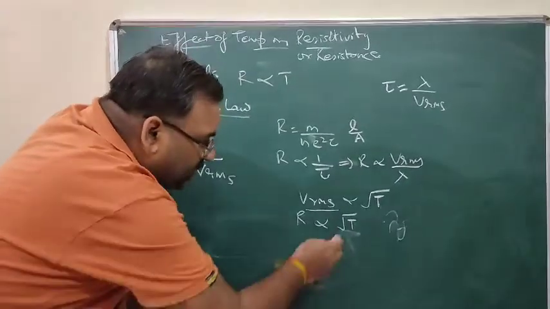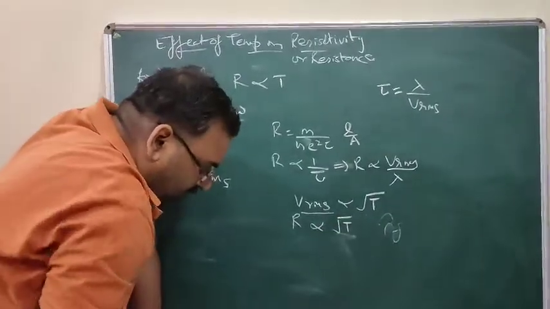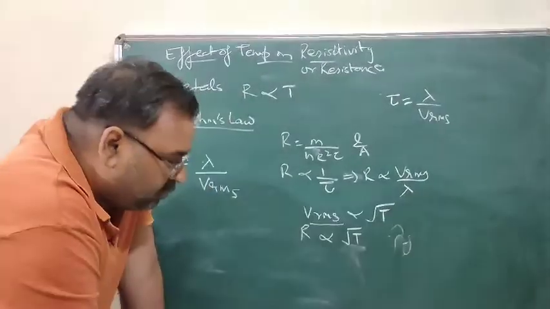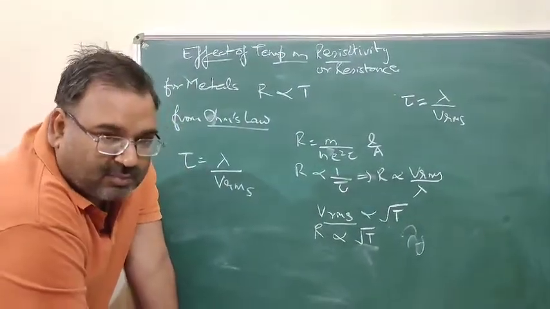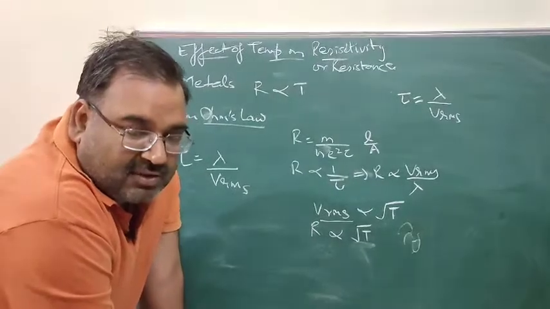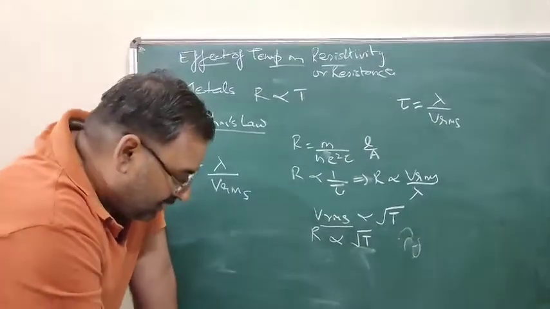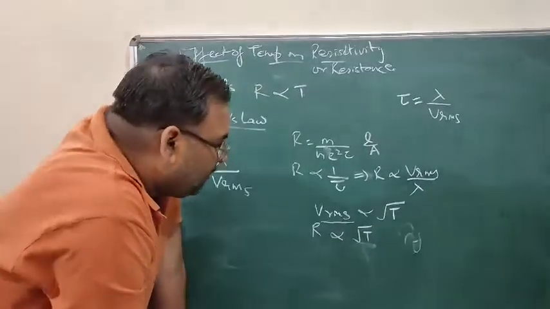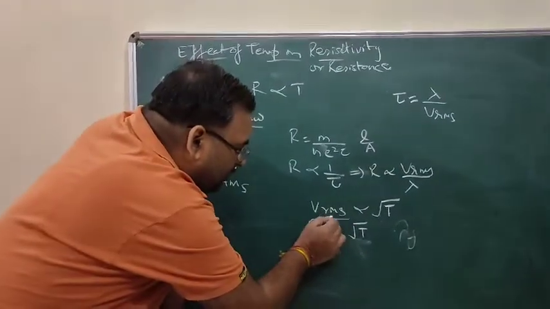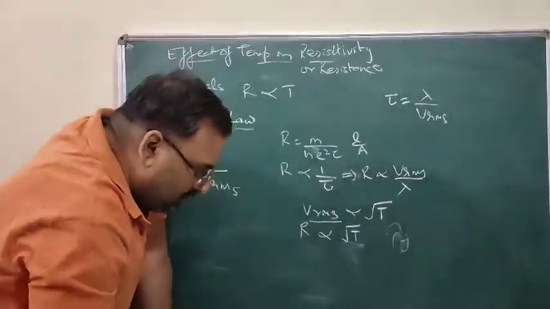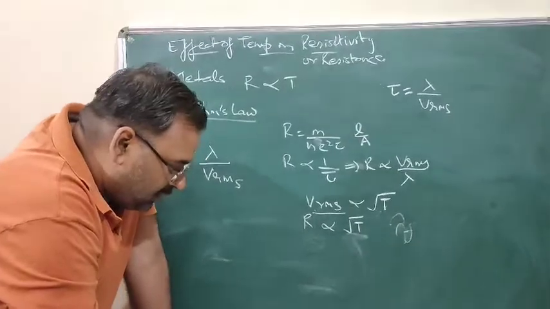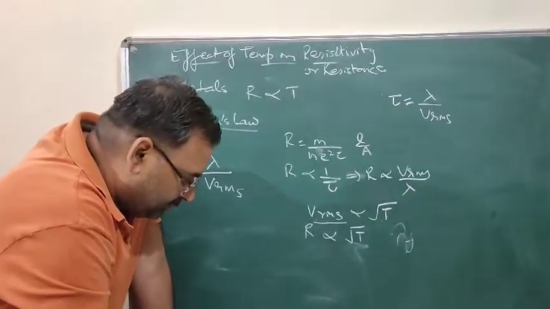Vrms is directly proportional to root T. Therefore, the resistance becomes directly proportional to the square root of temperature. As the temperature increases, the resistance of the wire increases, because we will substitute root T instead of Vrms. So resistance is directly proportional to the absolute temperature.